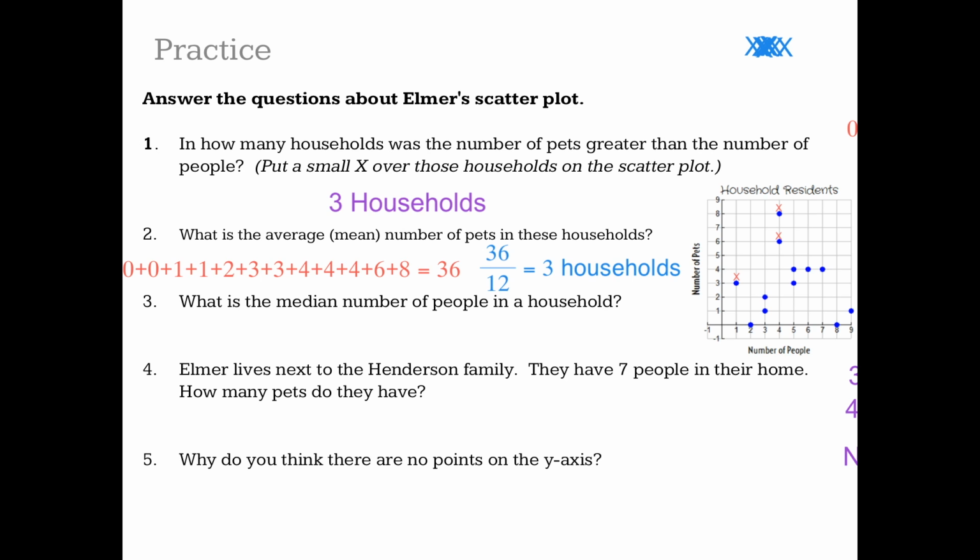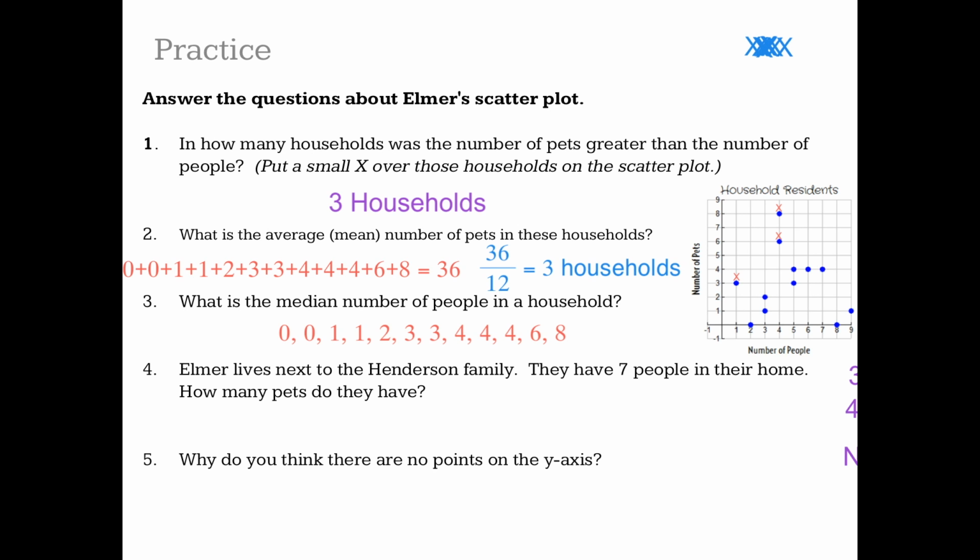Then I need to figure out the median number. So that's the number in the middle. In order for that to work, I have to write all of my numbers in order from least to greatest. So I've got 0, 0, 1, 1, 2, 3, 3, 4, 4, 4, 6, and 8. So I've got them in order.